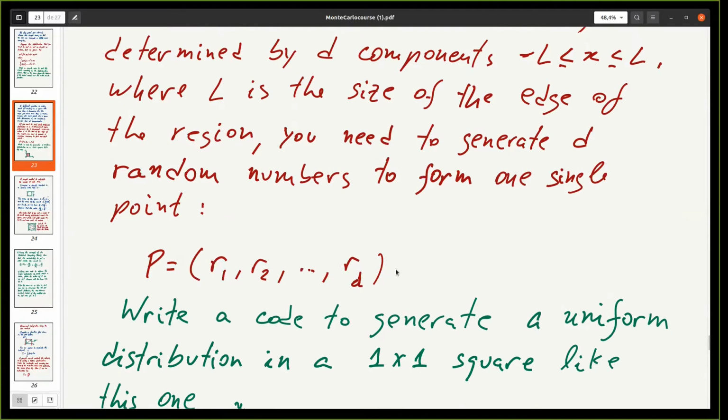Okay, so usually your programming language will give a series of random numbers between 0 and 1. So you have to find out how to transform a random number between 0 and 1 to random numbers between minus L and plus L. Okay? Then you have all the coordinates. So every time you sort a point, you need the random numbers sorted.